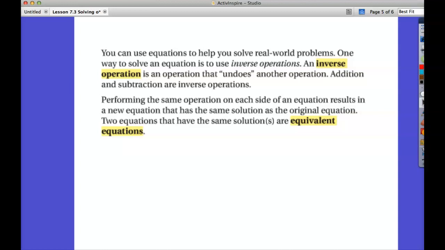Next, performing the same operation on each side of an equation results in a new equation that has the same solution as the original equation. Two equations that have the same solutions are equivalent equations. So there are your two vocabulary terms.